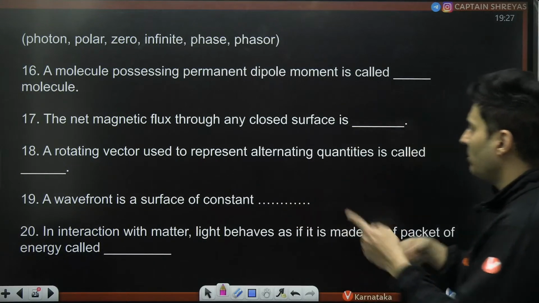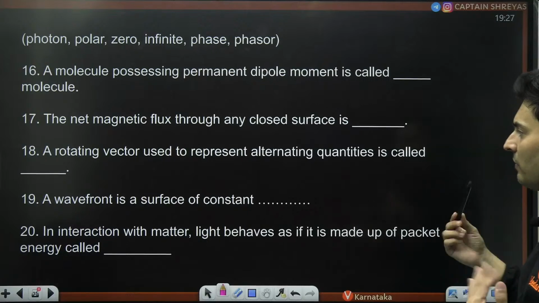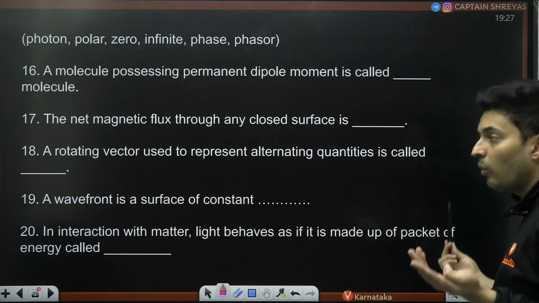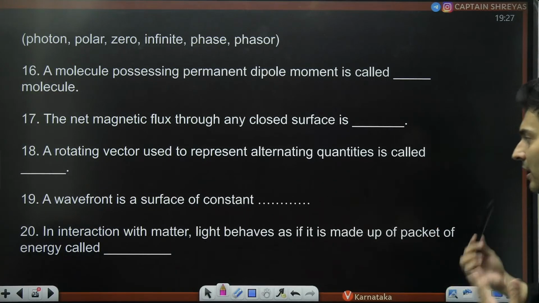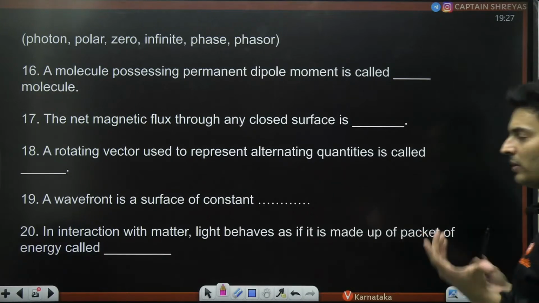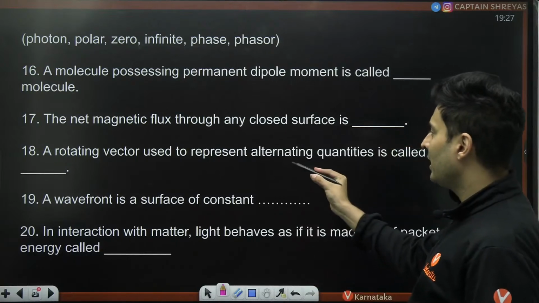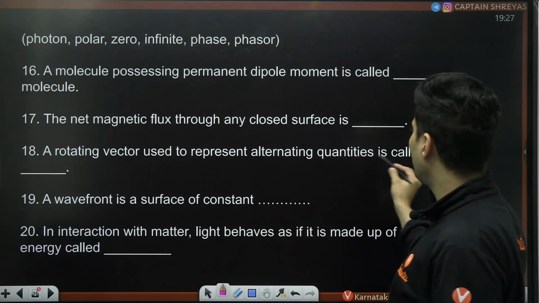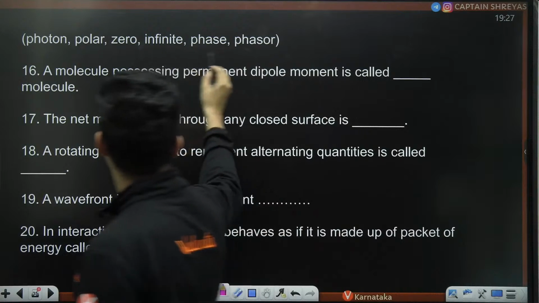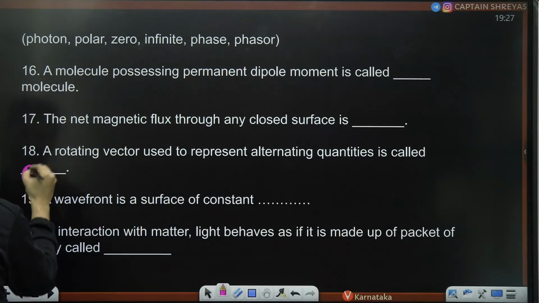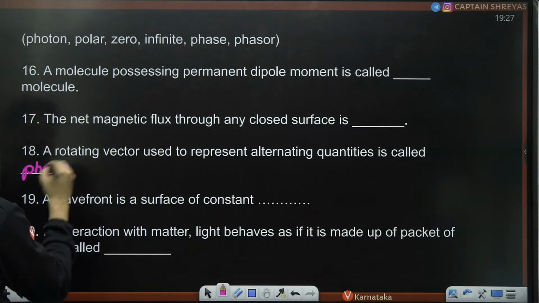Rotating vector used to represent AC is called what? Wavefront is a surface of constant what? In interaction with matter, light behaves as if it is made up of packets of energy called what? Okay, I think the easiest one: rotating vector used to represent alternating quantity is called basically what? Phasor. This is basically going to be phasor. Okay, phasor part is done.